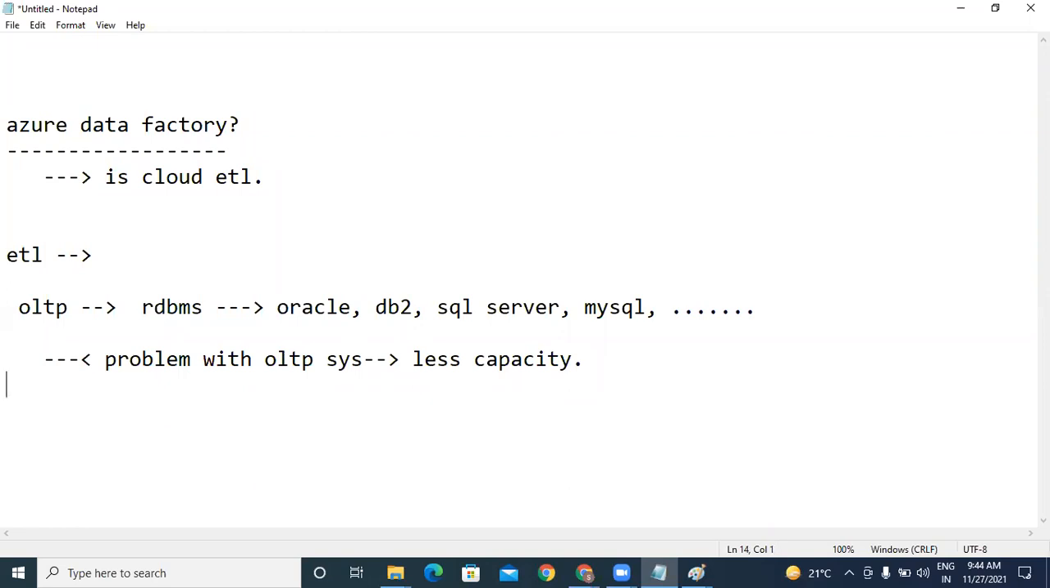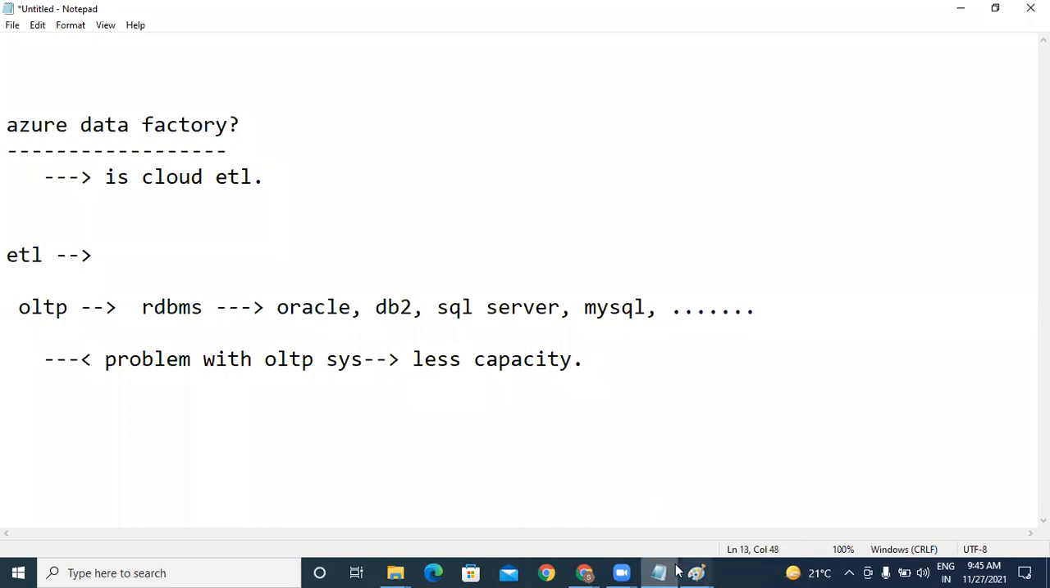If you go back 10 years, 1 terabyte of volume was a big volume. But nowadays 1 terabyte is nothing. Your laptop has 1 terabyte of storage. If you integrate 10 of your friends' laptops into a cluster, your server has 10 terabytes of storage capacity. Got it? But basically these OLTP systems have less capacity.